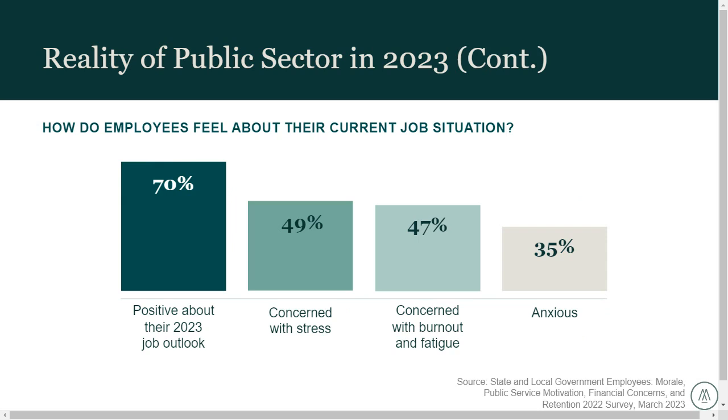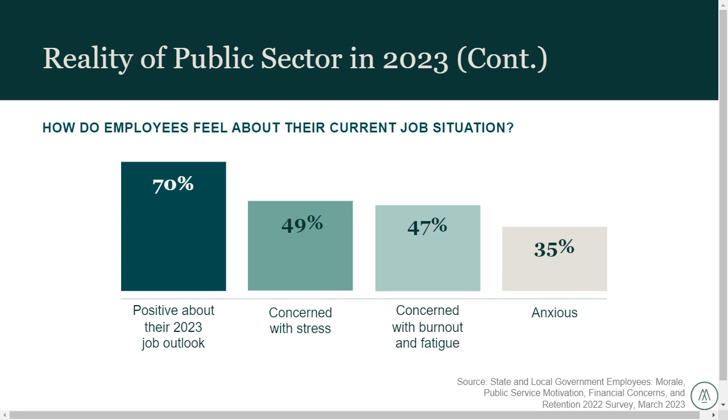Now, how do employees feel about their current job situation? Now, this is where things start to get a little bit interesting. So if you can look to the far left, at least it's left on my screen. If it's right on your screen, then you're probably reading it in reverse. So that's my little "you can't see me" joke coming out at you. But anyways, 70% state that they have a positive outlook about their position in 2023. So what does that actually mean?